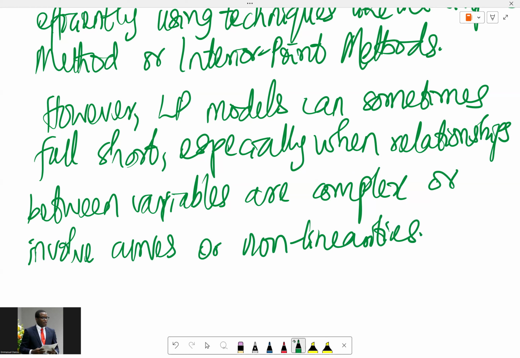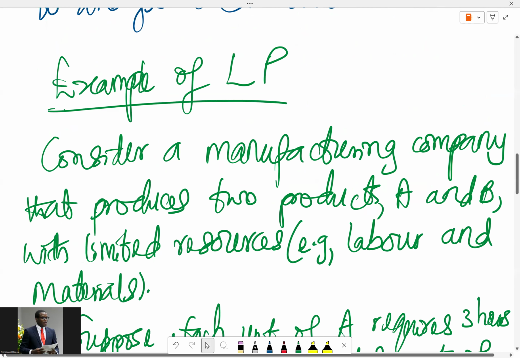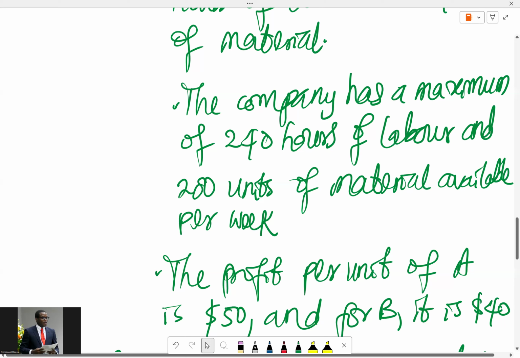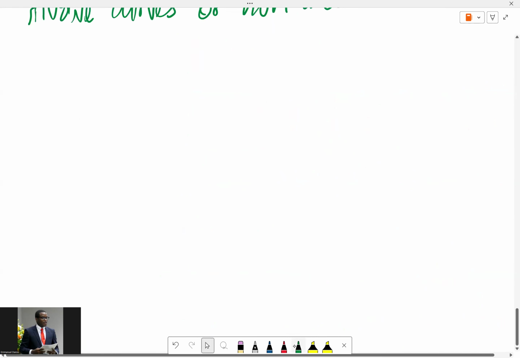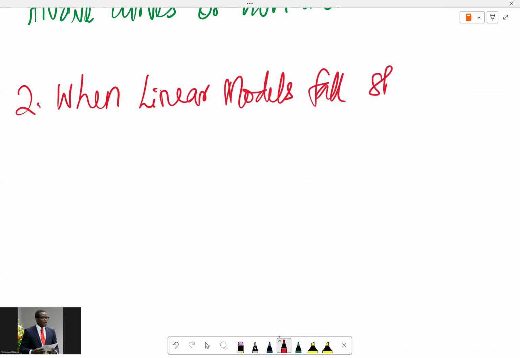Okay. Now, let's see those kinds of situations. Can we imagine when linear models fall short? So that's like point two now: when linear models fall short.